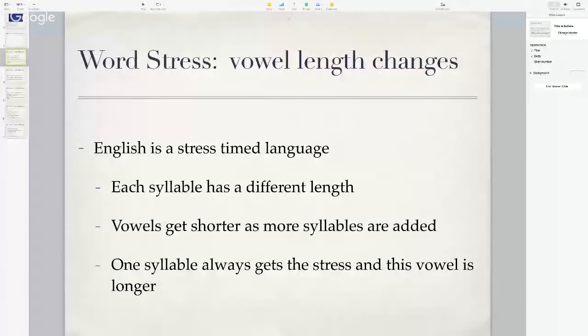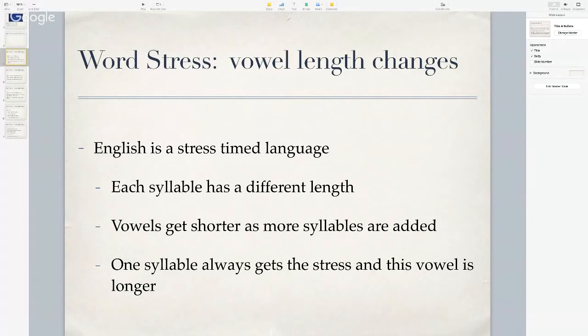My students who speak Spanish and Japanese really struggle with this concept because in Spanish and in Japanese, every syllable and every vowel gets exactly the same length, and that's not the case in English. All right, so let's go back to this. So because we are a stress-timed language and we have one syllable that is a lot longer, the other syllable is going to become shorter, okay?